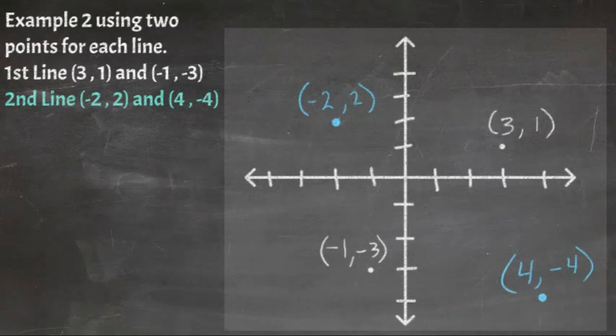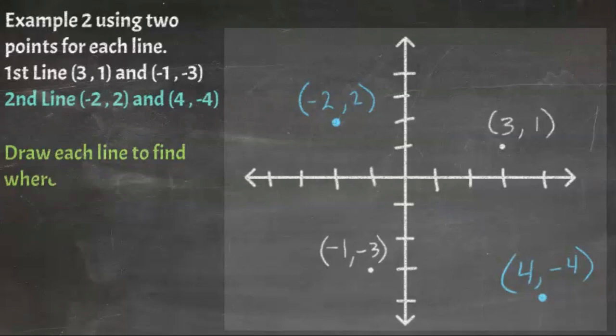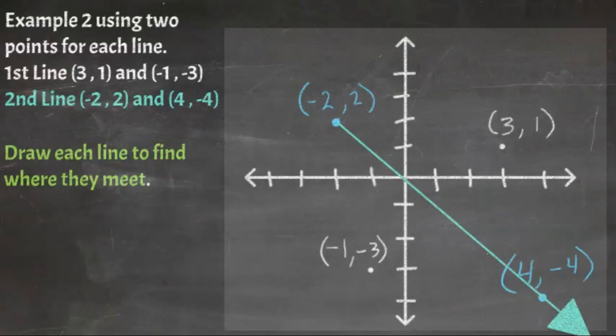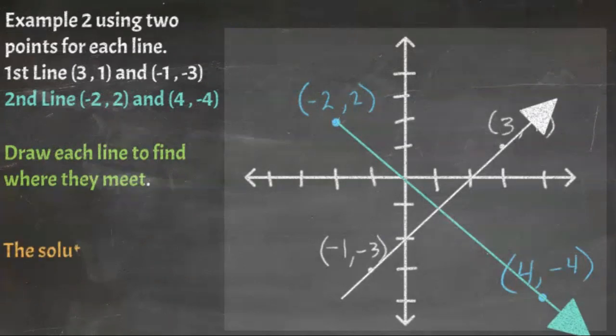Notice how they're color coordinated. Draw each line to find where they meet. Here's the first line, the blue line, and then here's the second line, the white line. So if you look at this graph, the solution is 1, negative 1. Right here.